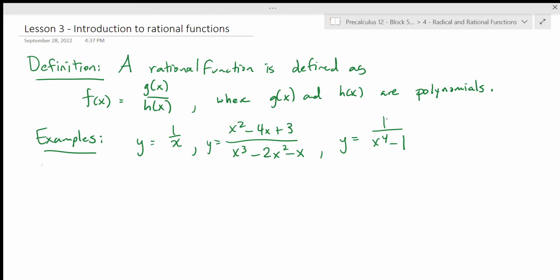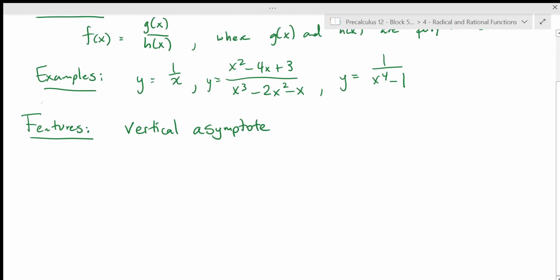So, what are some features we get with rational functions? The first and most important feature of our rational functions that we're going to look at is the vertical asymptote. And again, you've seen this already for y equals 1 over x. So let's take a look at a specific rational function. We're not going to worry about exactly how to graph this whole thing just yet. That's going to be in the next lesson. So we're going to let f of x equal 1 over 2x squared minus 2.